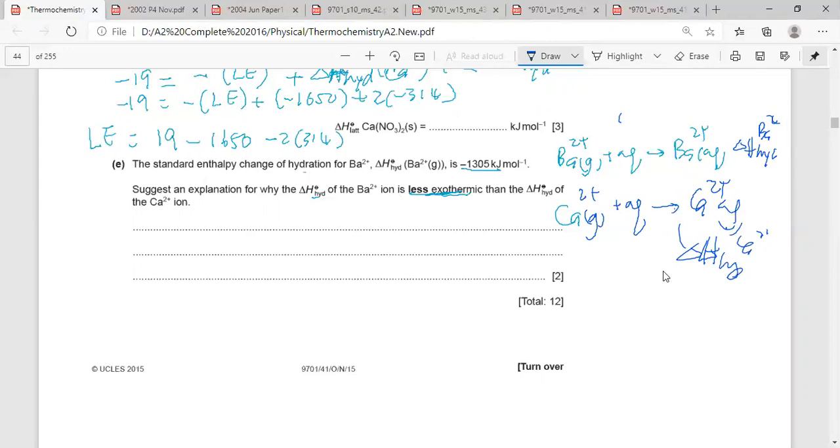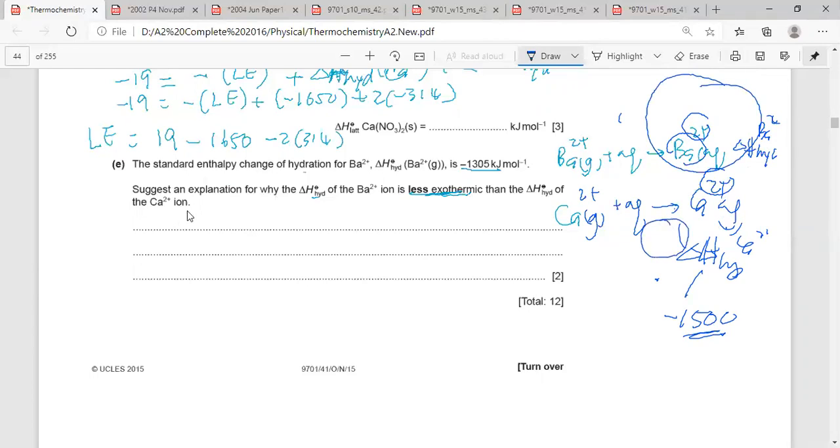This one is bigger, it means the minus 155. Why is this less exothermic? It's because of the size, with the same charge. Ba2 plus is bigger, it's big down the group; the ionic radius is bigger.